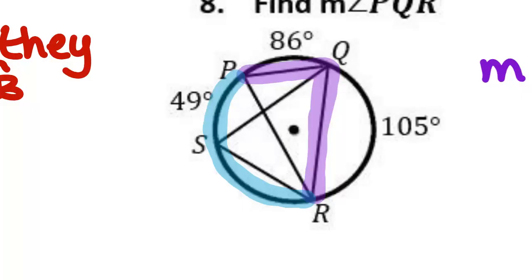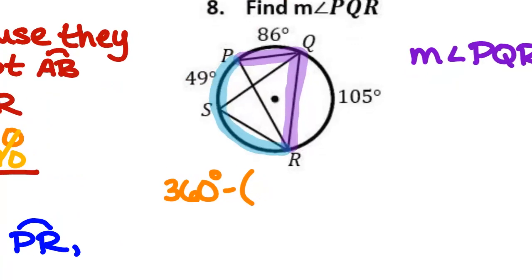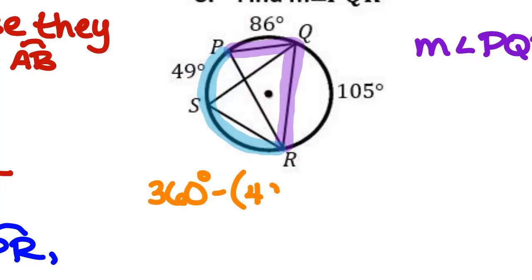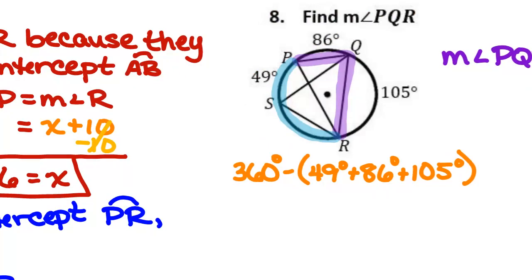We know all the rest of the arcs except for that one. And I know that when we add all the arcs all the way around a circle, it adds up to how much? Adds up to 360. So I'm going to do 360 minus, and then I'm going to put all the other known arcs together. 49 degrees plus 86 degrees plus 105 degrees.